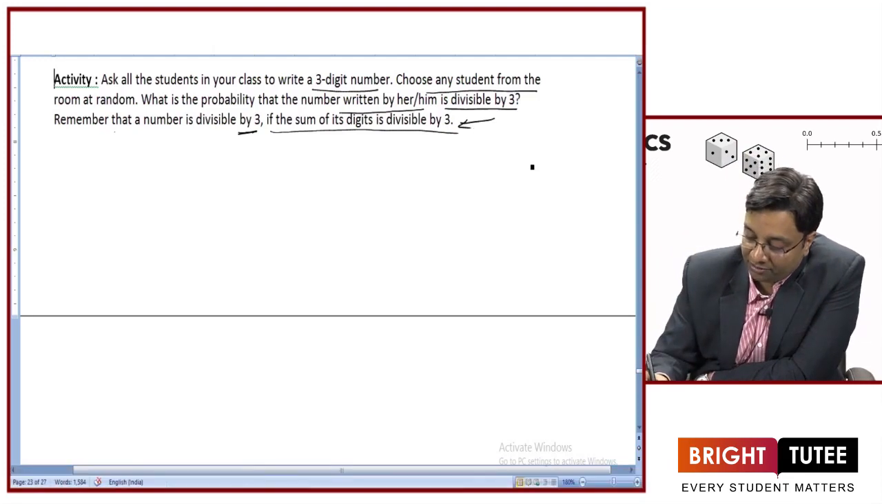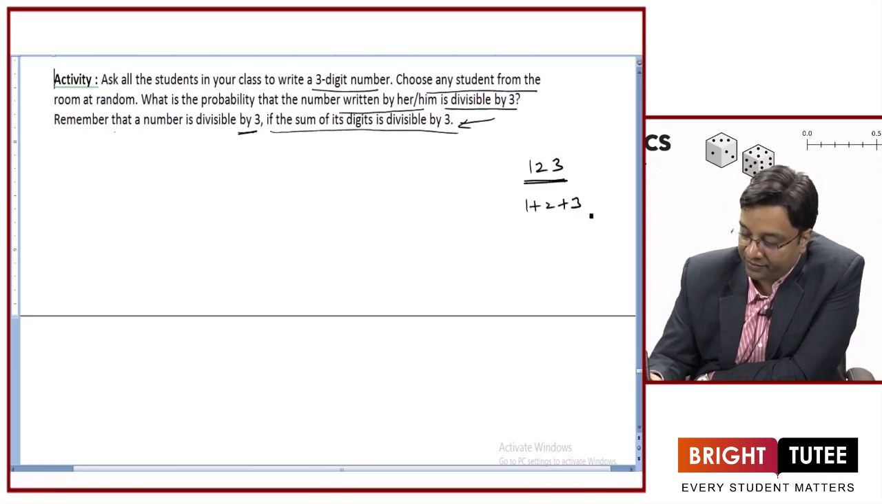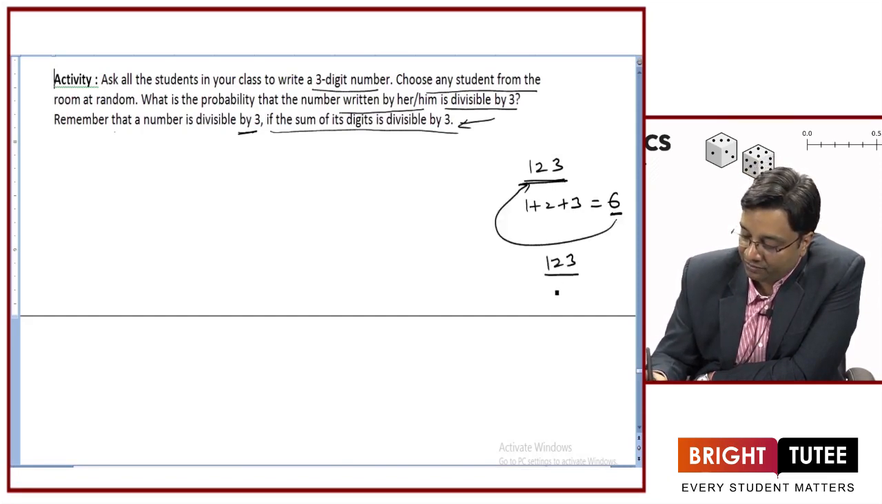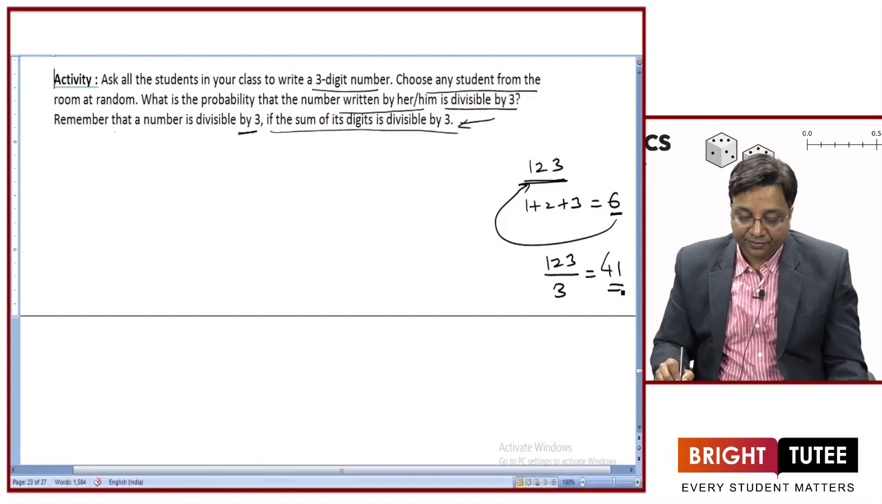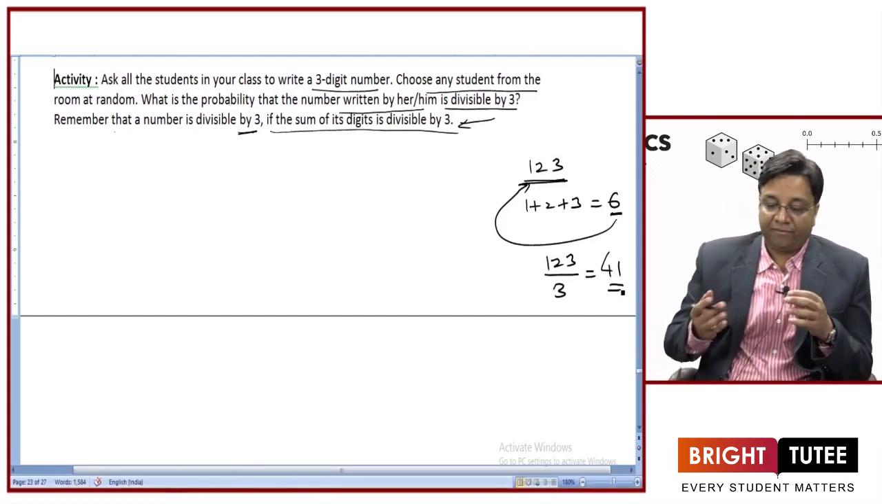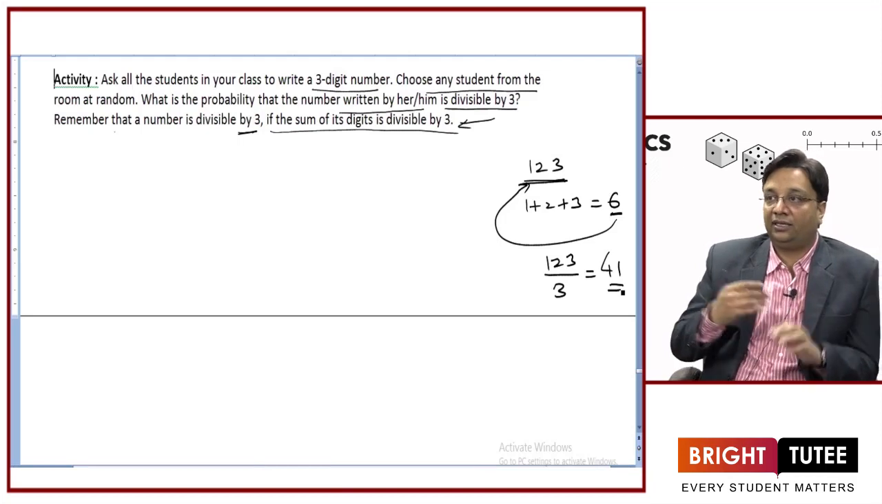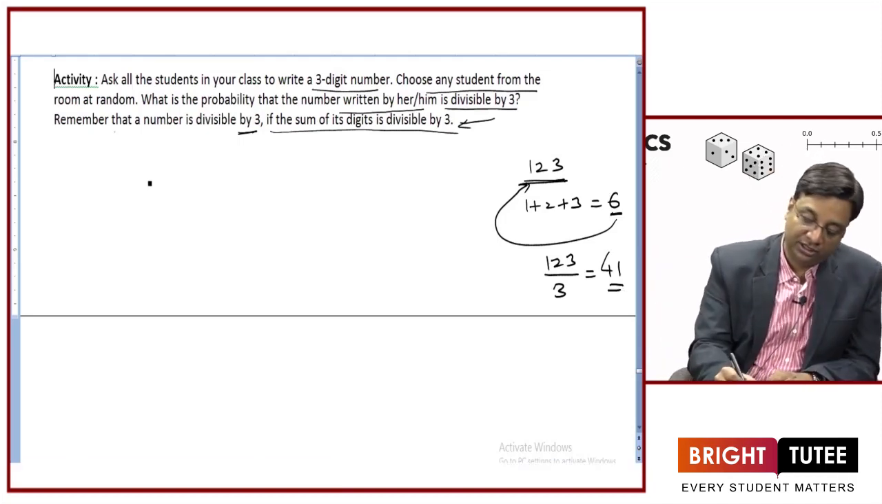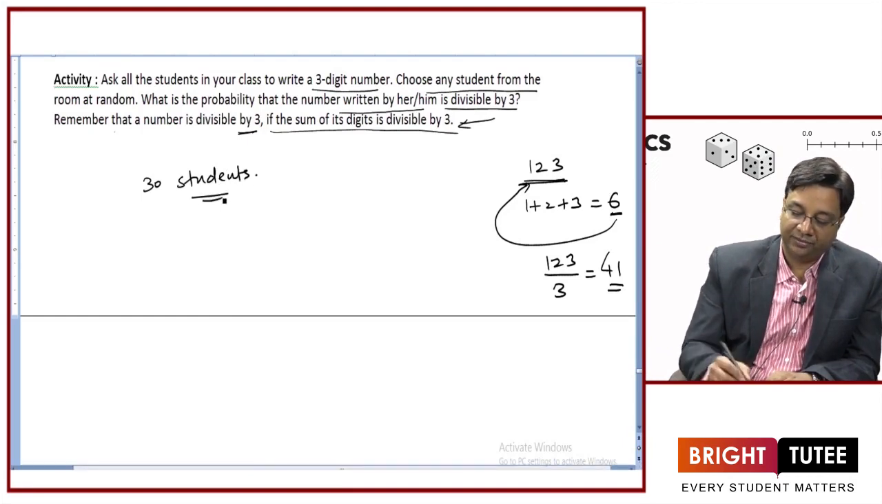Let me give you an example. For example, 1, 2, 3. This number is divisible by 3 because 1 plus 2 plus 3 is 6, and 6 is divisible by 3. That means 123 is divisible by 3, and the quotient is 41. Now, let us say you ask all the students in your class. There are, for example, 30 students in your class.